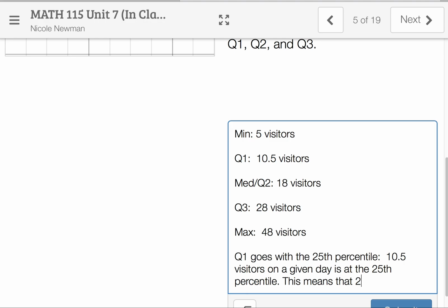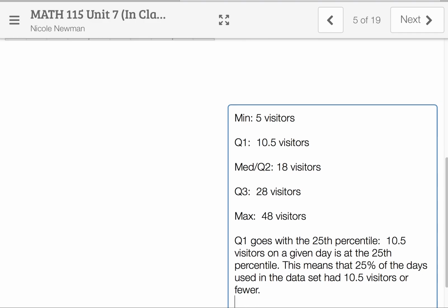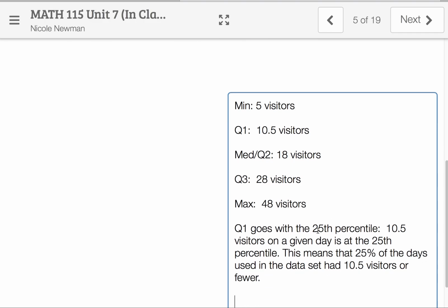This means that 25% of the days used in the data set had 10.5 visitors or fewer. The 25th percentile gives us the first 25% of our data points if they were all listed in order. So 25% of the days that were used in the data had this level of visitors or fewer.